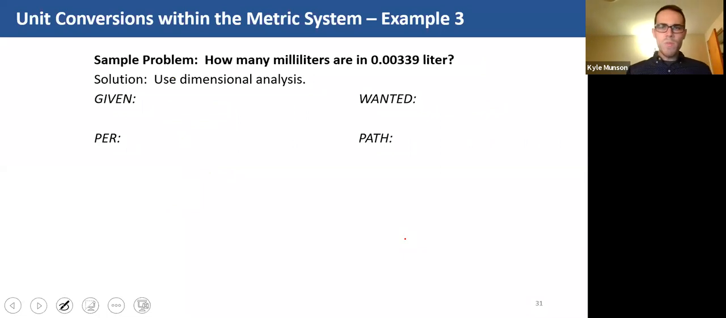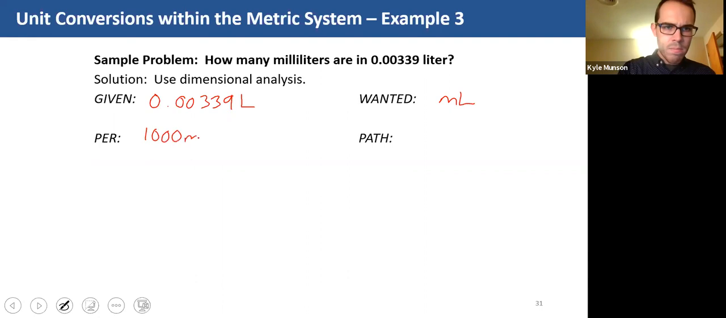So final problem, do this one on your own. And again, let's check it together. So pause the video and then we'll go from there. Okay, so how many milliliters are in 0.00339 liters? Again, let's go through this one kind of fast. 0.00339 liters. I want milliliters. My per path, I know that there's 1,000 milliliters per 1 liter. So that's the per expression.